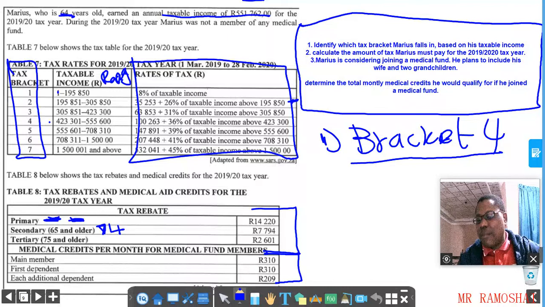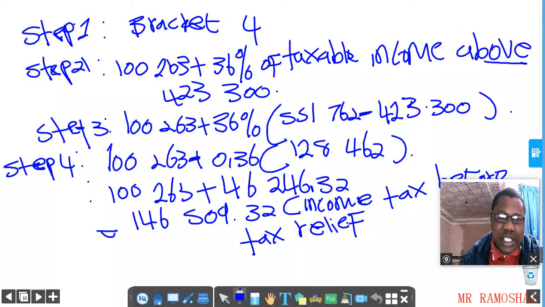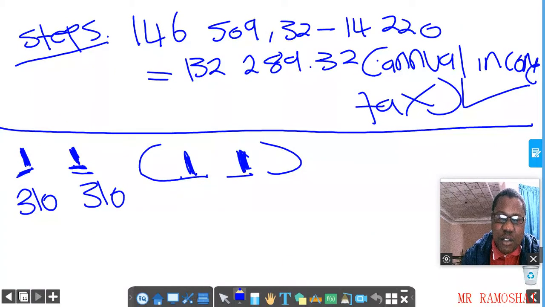Then any other member, each additional dependent. So any other person, even if he can add more people, let's say maybe he wants to add 10 people, all those apart from his wife, he is going to pay 209 for each member. So that means for one grandchild he will pay 209, and for the other one he will pay 209. Now we check the equation.